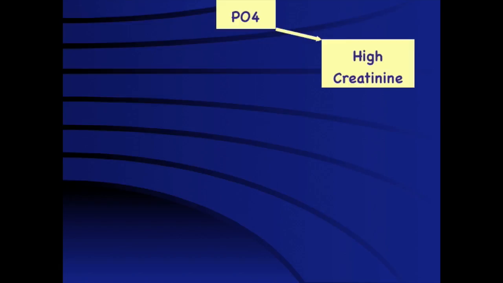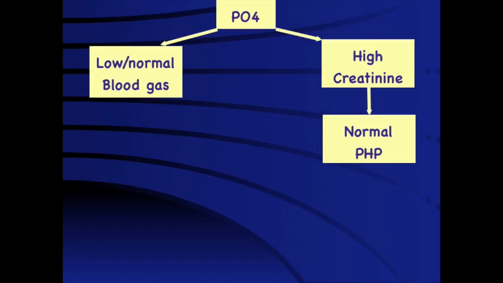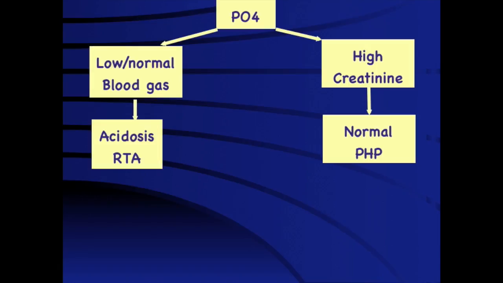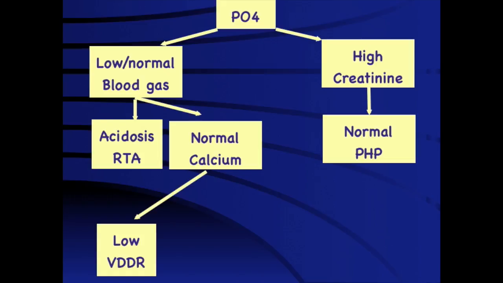So how to approach a child with refractory rickets? Look at the phosphorus levels. If the phosphorus levels are high, look at creatinine. If creatinine is normal, it's most likely pseudohypoparathyroidism. Normal phosphate should prompt evaluation of blood gas. If the blood gas shows RTA, the acidosis will be quite evident. If it's normal, look at calcium, with hypocalcemia indicating vitamin D dependent rickets.